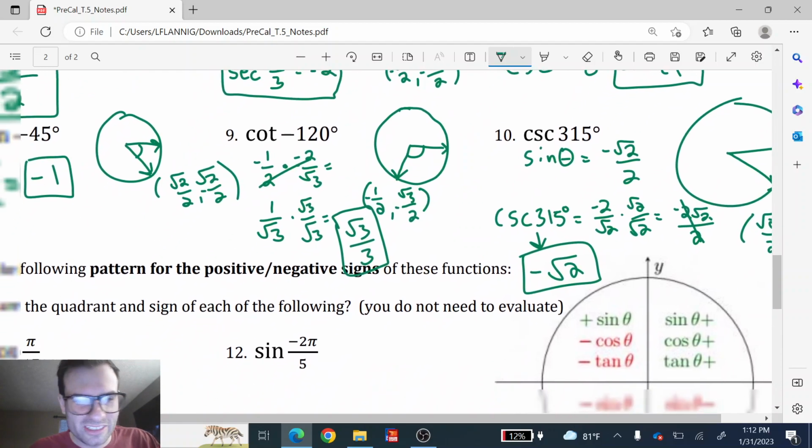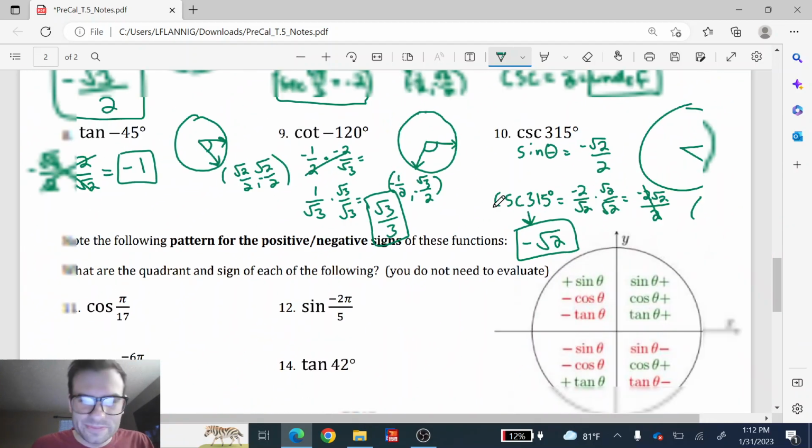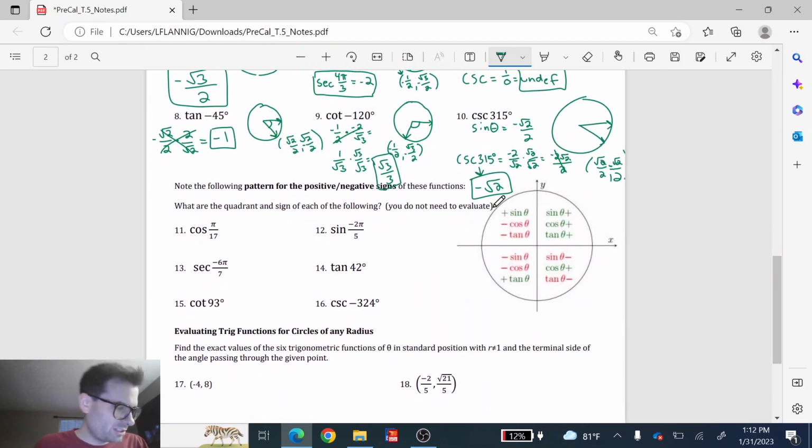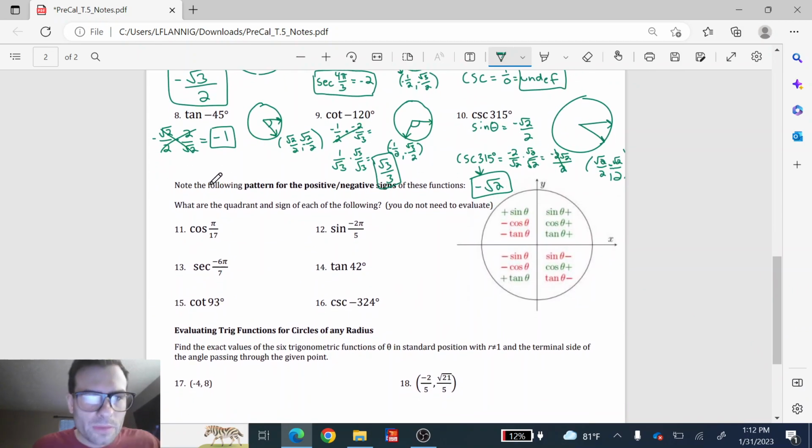All right, sweet. Two more sections. This one's not too bad. So we're going to note the following pattern for positive and negative signs. We've kind of already talked about this a little bit. What are the quadrant signs for each of the following? If you remember, sine is like the y value, cosine is like the x value, and tangent is a combination of them. We can kind of figure this out.